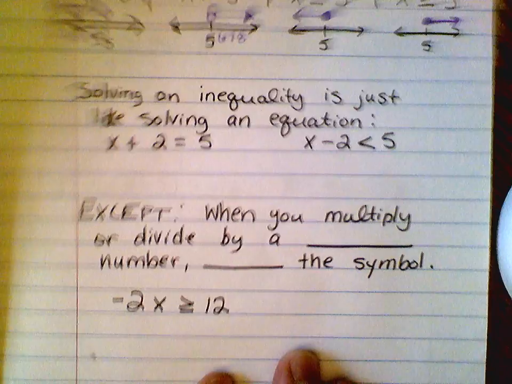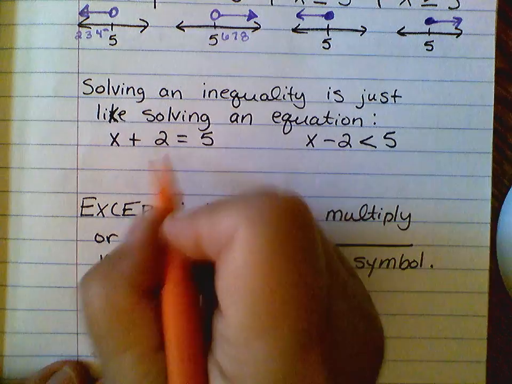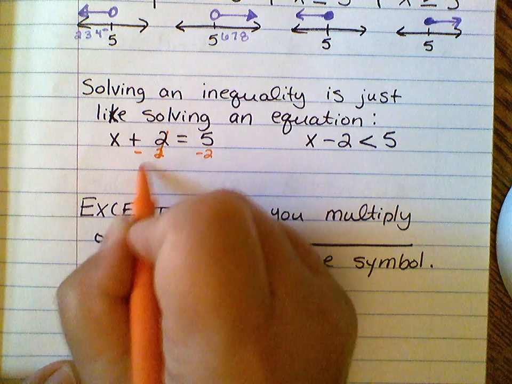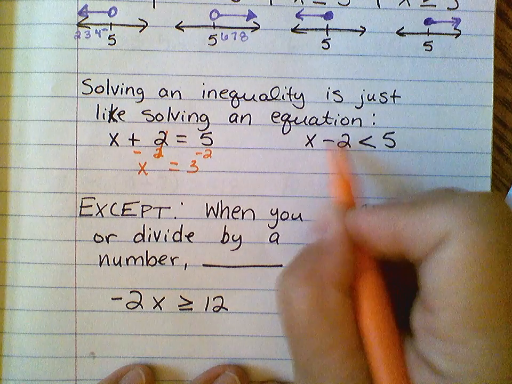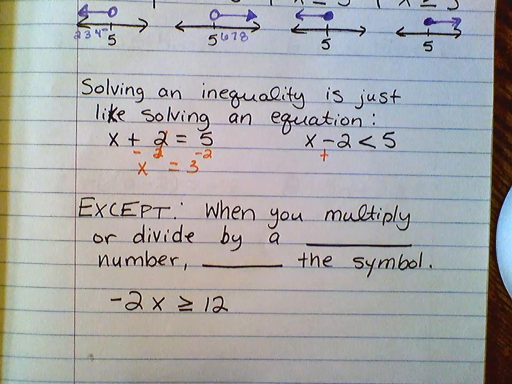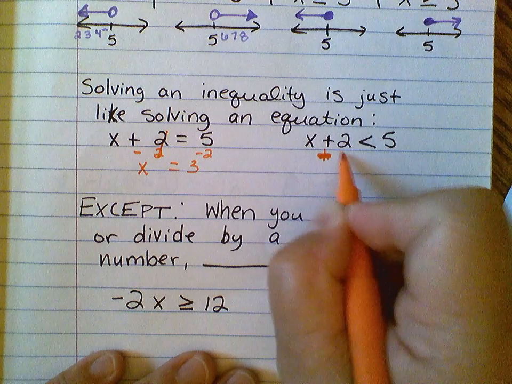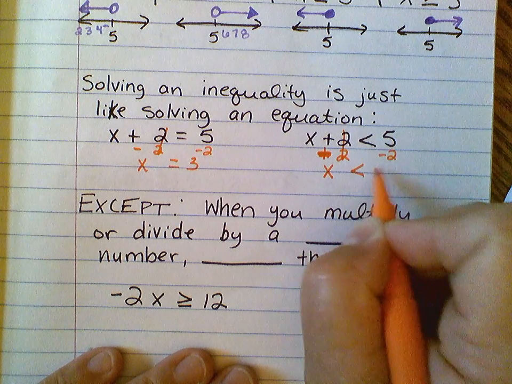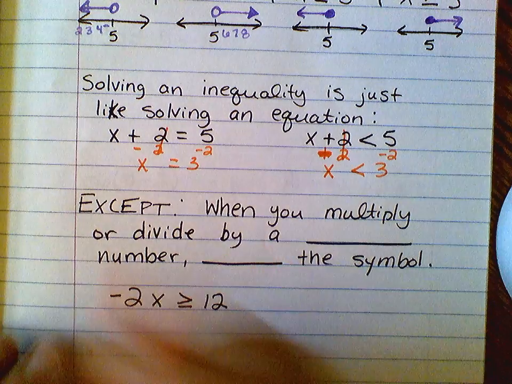So now let's talk about solving. Solving an inequality is just like solving an equation. How do I solve this equation? I will subtract the 2 from both sides, which leaves me with x equals 3. Over here, same difference. Whoops, that's supposed to be a plus 2. I'm going to subtract the 2 from both sides, which gives me s is less than 3. So we did the same steps. It's always the same steps.